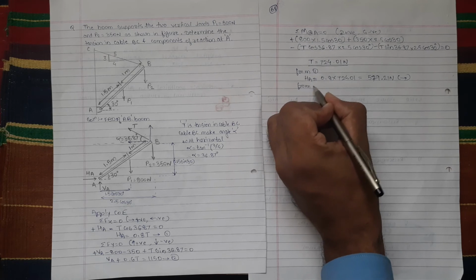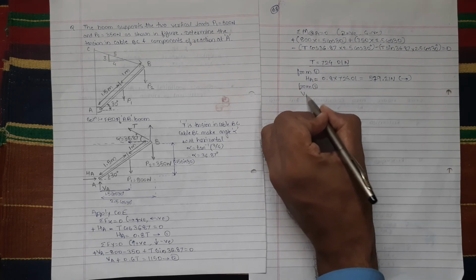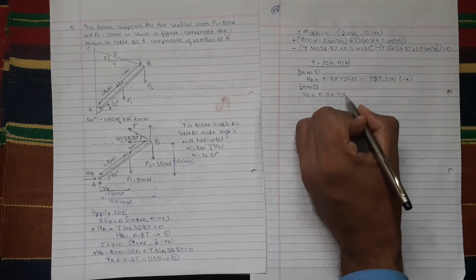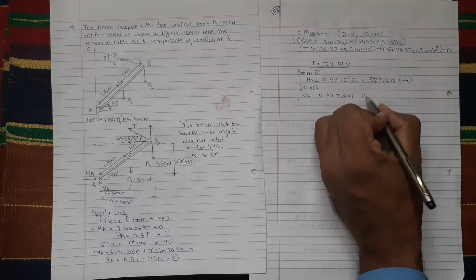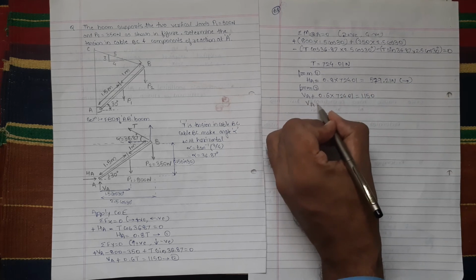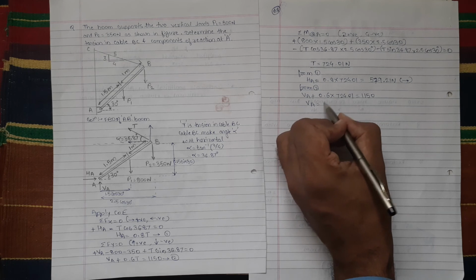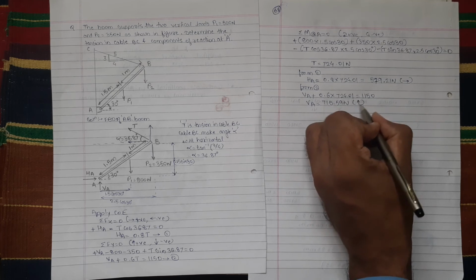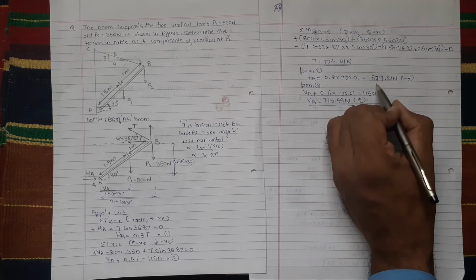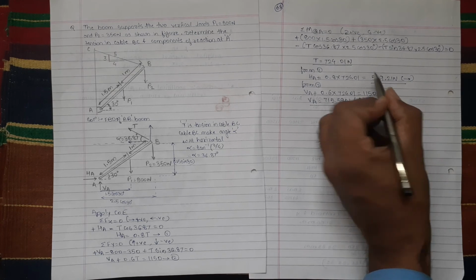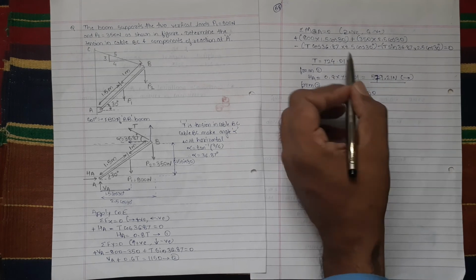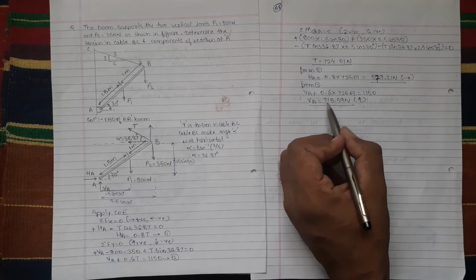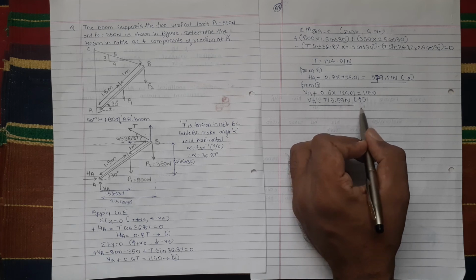From 2 we get VA plus 0.6 into T. Value of T, we put 724.01, equal to 1150. We'll get the value of VA. VA value comes to be 715.59 Newton. Positive value means it is upward. Our assumption is correct. This is the third answer. So first answer is T equal to 724.01 Newton. HA equals 579.21 Newton towards right. VA is 715.59 Newton upward. So these are the three answers.